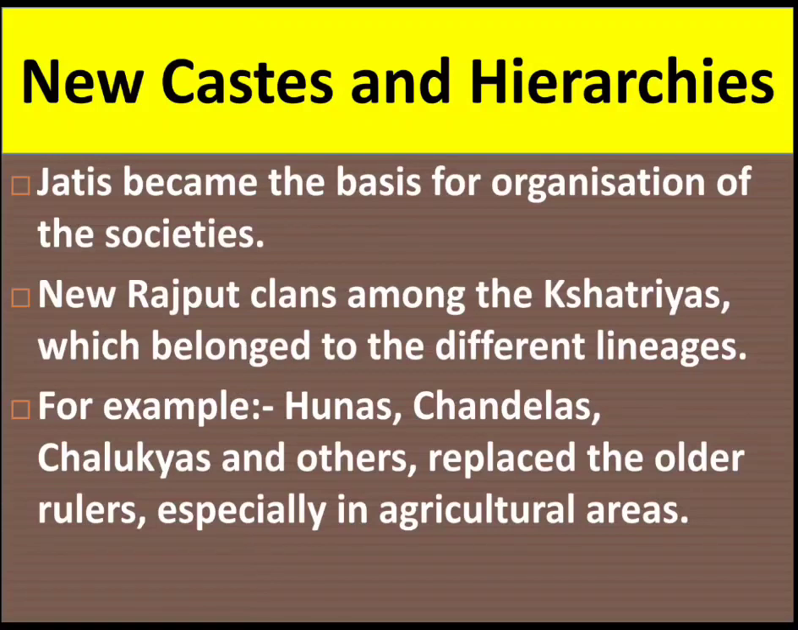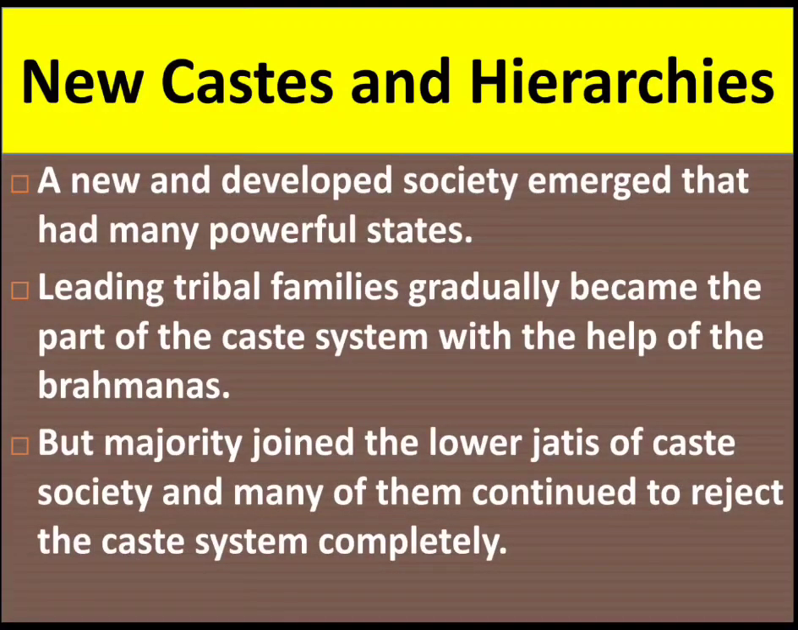New Rajput clans among the Kshatriyas, which belonged to different lineages, for example Chandelas, Chalukyas and others, replaced the older rulers, especially in agricultural areas. A new and developed society emerged that had many powerful states. Leading tribal families gradually became part of the caste system with the help of the Brahmins. But the majority joined the lower jatis of caste society, and many of them continued to reject the caste system completely.